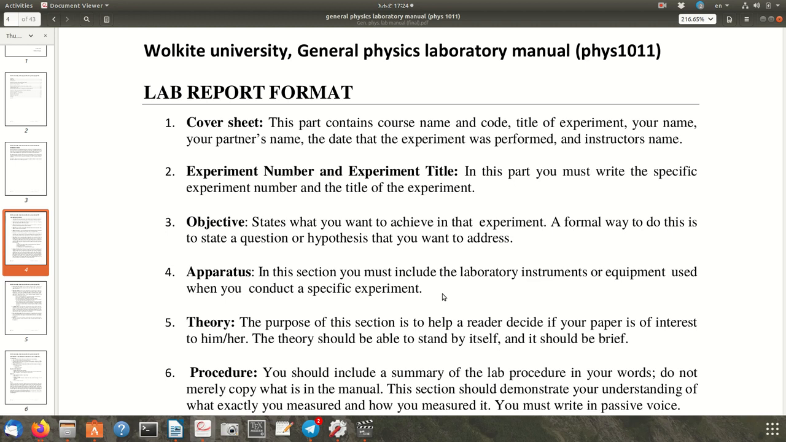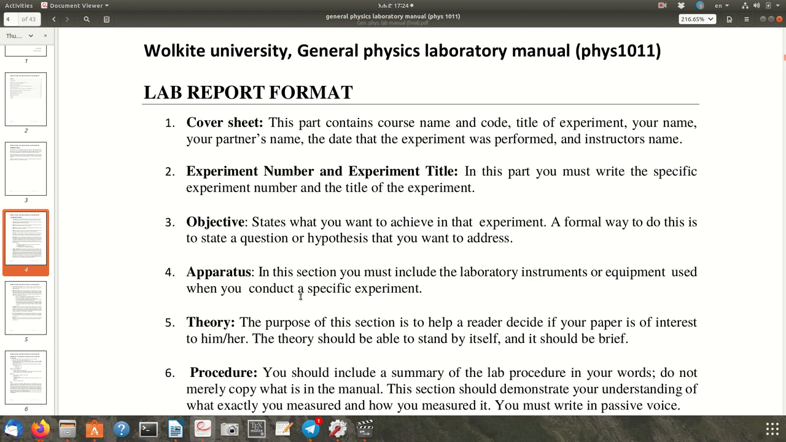Next, the apparatus has to be written. That means you will list the apparatus you used in the experiment. Writing the function of each apparatus may not be mandatory, but if you want, you can write it.